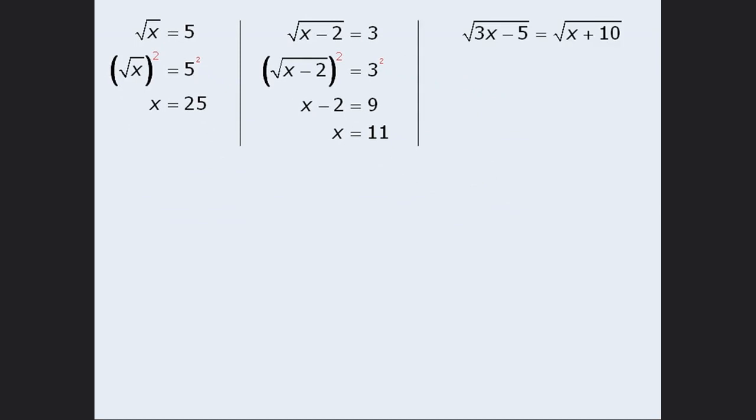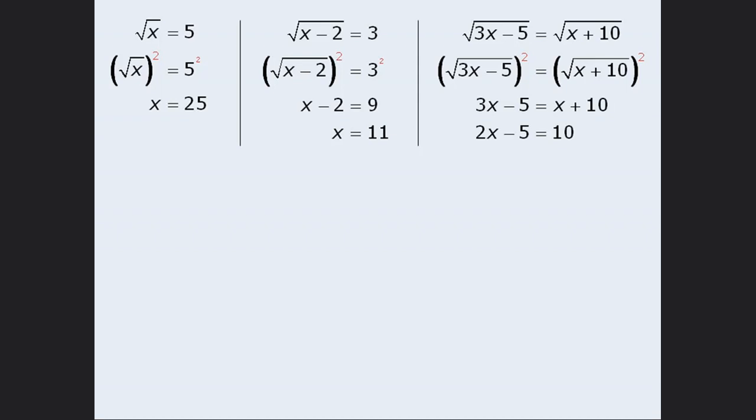Okay, how about this one? To solve this one, we will once again raise both sides to the power of 2. On the left-hand side, we get 3x minus 5, and on the right-hand side, we get x plus 10. From here, we'll subtract x from both sides, and then add 5 to both sides, and then divide both sides by 2 to get x equals 15 over 2.